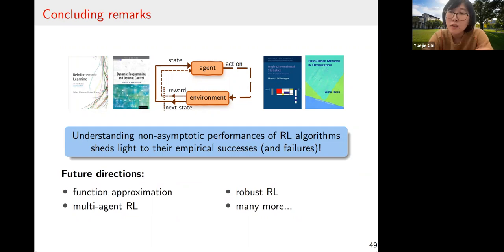There are a lot of interesting future directions. There are a lot of interesting formulations in RL, like robust RL, multi-agent RL, and last but not least, function approximation. In this talk, I have constrained myself to the tabular setting, but in practice, all the problems have neural networks in them. People do function approximation all the time. And understanding function approximation in the context of reinforcement learning is a very interesting topic as well.